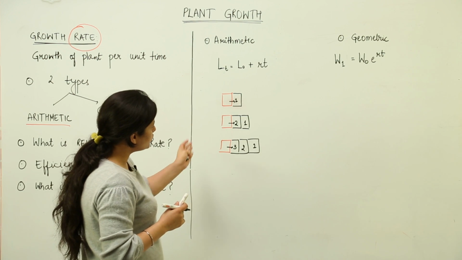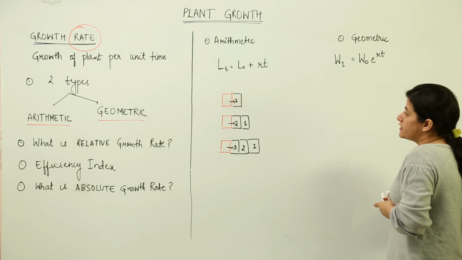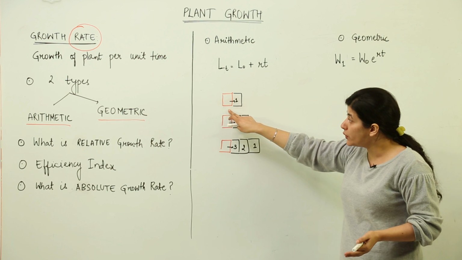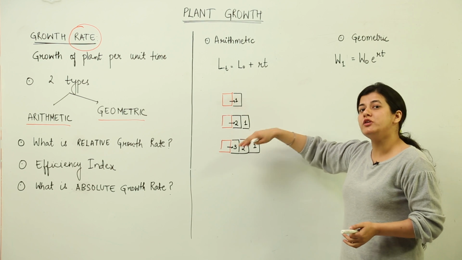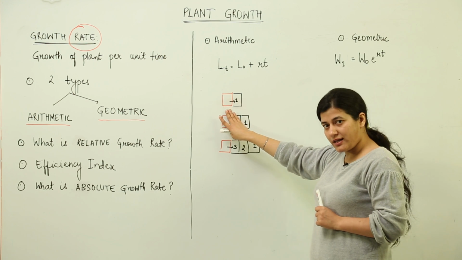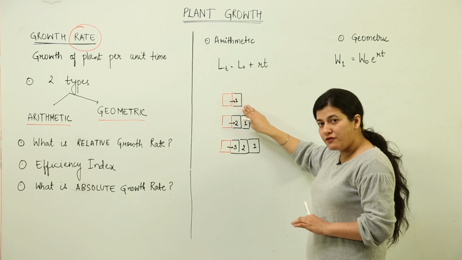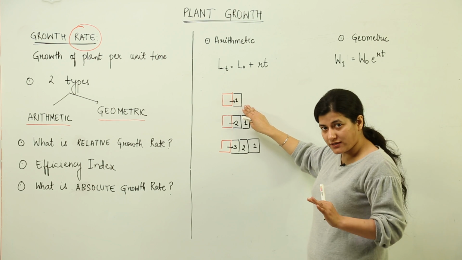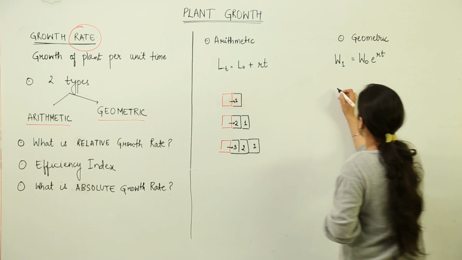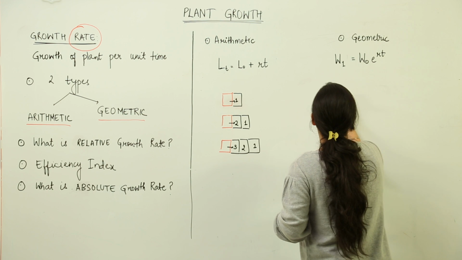Alright, when we come to the geometric growth, one thing would be different: the meristematic cell, which has the ability to divide, is not going to give rise to a cell which will not have the ability to divide. I am repeating, this meristematic cell in the arithmetic growth rate gave rise to a cell which did not have the ability to divide. That means it got differentiated.